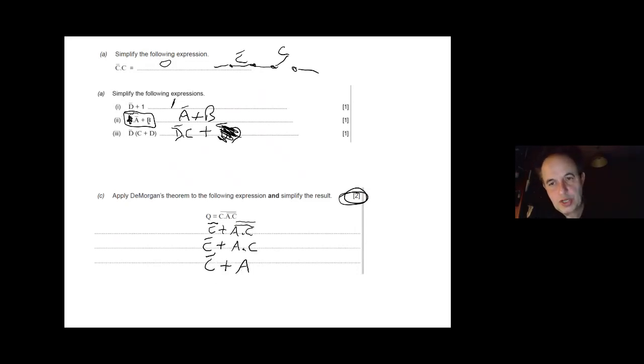Okay, a bit of a harsh question, and only giving you two marks for that one, but they probably expected you to get to the final cancellation as well.